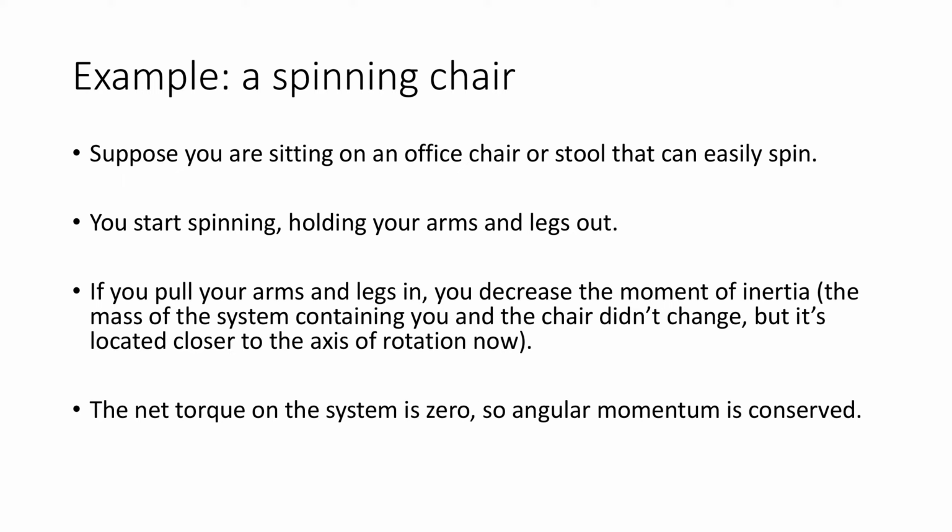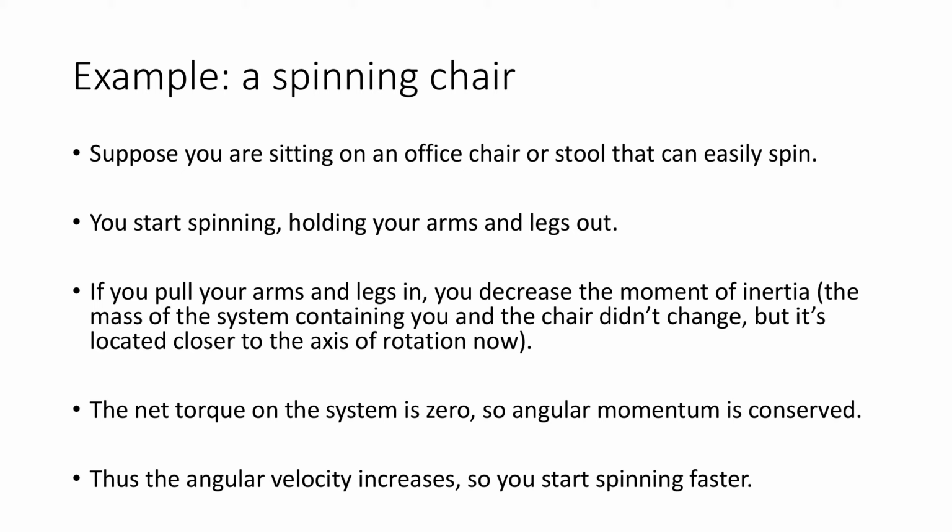We also know that the net torque on the system is 0. Nothing is trying to get you and the chair to spin faster or slower, so angular momentum is conserved. So putting these two facts together, decreasing the moment of inertia while conserving angular momentum means that you must increase the angular velocity, so you start spinning faster. Conversely, if you then let your arms and feet move outward, then you're increasing your moment of inertia again, so your angular velocity must decrease, and you start spinning more slowly.